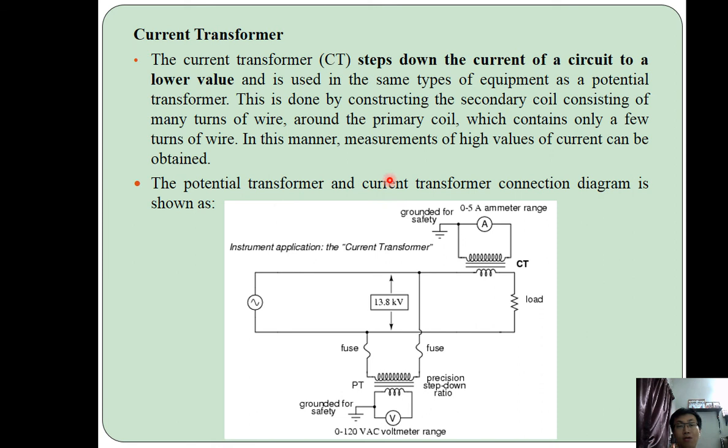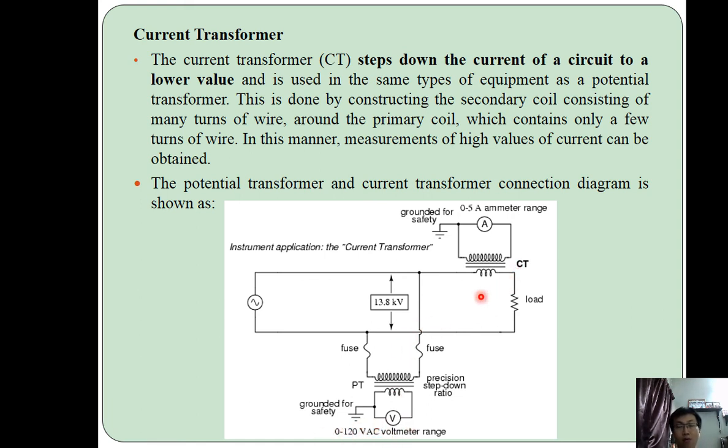So the potential transformer and current transformer can be done like this. If, let's say, I want to know the voltage, and this is 13.8 kilovolt, I want to measure it in 120 volt VAC. So what I need to do is connect a potential transformer, with many coils here and fewer coils here. I connect it and step down to the lower voltage, and I can get my voltage around this one.